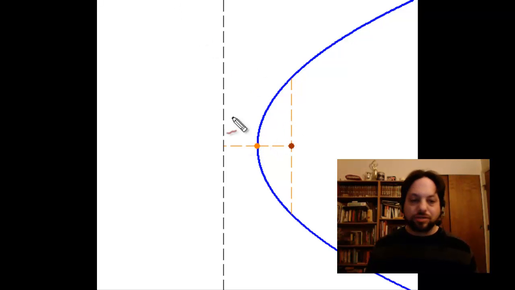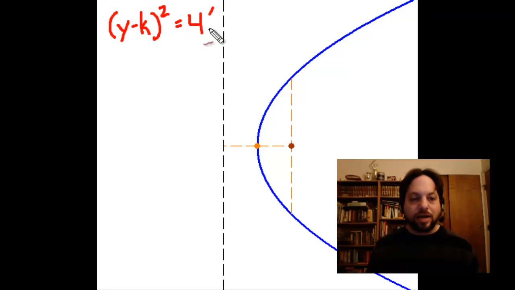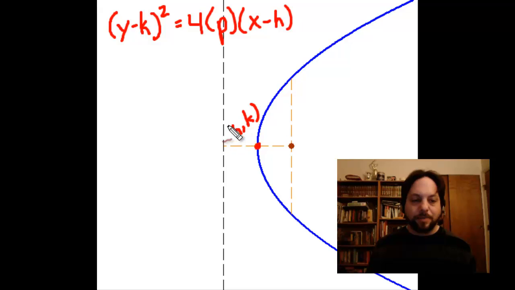Again, all the same measurements, pretty much everything, really. The big difference here is that this is a situation where the y term is squared. So we'll have y minus k quantity squared. Again, we'll have the 4, the p-value, and x minus h here. So just like before, our vertex right here is going to be known as h comma k.